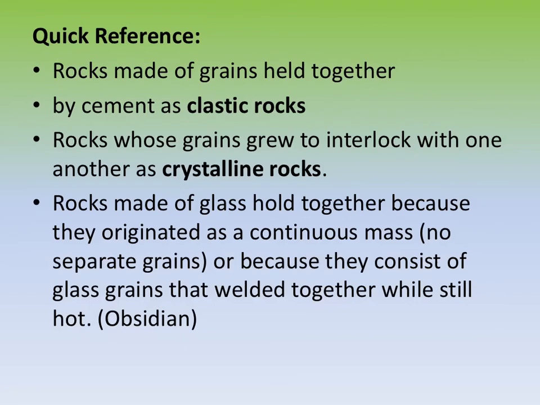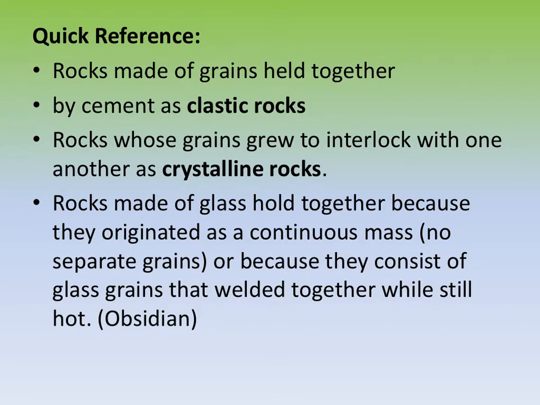All right, so some quick references. The text, as you read and outlined last night, you could see all these different points. I'm going to try and distill it for you just a little. So rocks are made up of grains held together by cement. We're going to call those our clastic rocks, clastic or sedimentary rocks. And that's going to be our conglomerate, our breccia, our sandstone, our siltstone, our claystone. We'll look at a lot of these different examples.